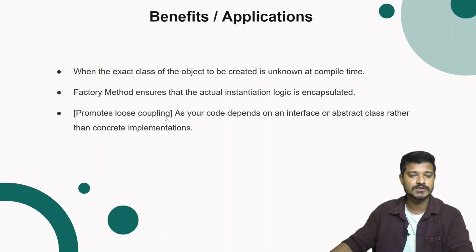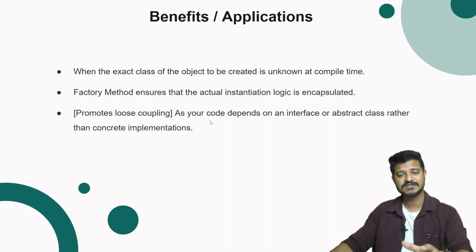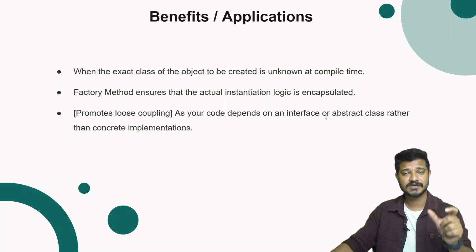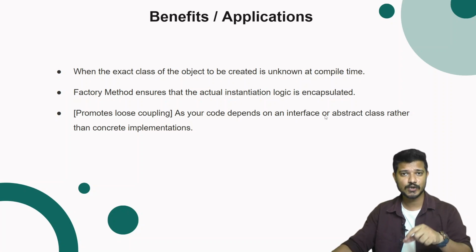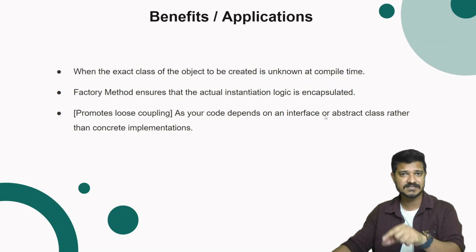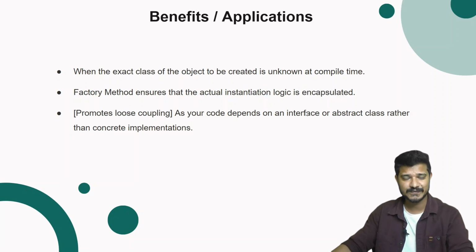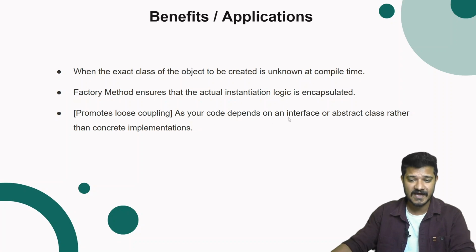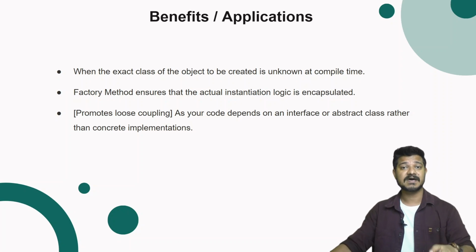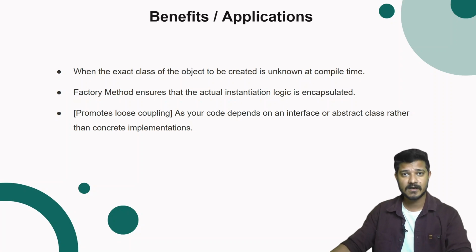And of course, it promotes loose coupling. How? As your code depends only on the interface. Inside your code, you can define compiler c equals getJavaCompiler or getPythonCompiler or getXYZCompiler. Your code doesn't have to depend on the concrete classes or the implementations of that. So it promotes loose coupling. These are the benefits of the factory method pattern.